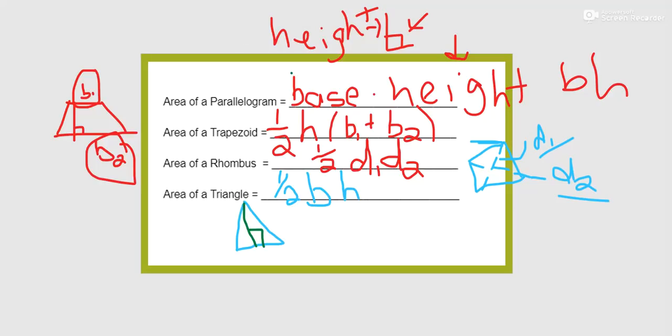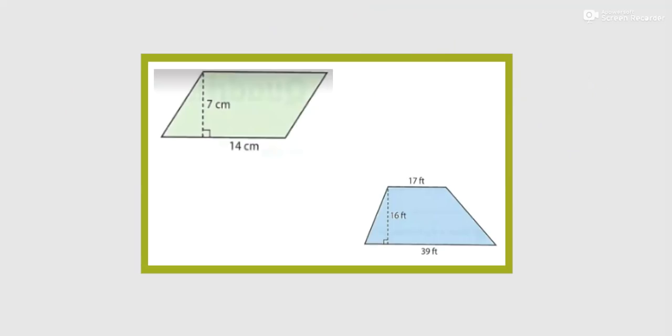So these are our basic formulas that we need to know. Parallelogram, base times height, or height times base, if you want to say that. Our area of our trapezoid is 1/2 of the height times base 1 plus base 2. Area of a rhombus is 1/2 of diagonal 1 times diagonal 2. And then the area of our triangle is 1/2 base times height. So let's take a look at a few examples.